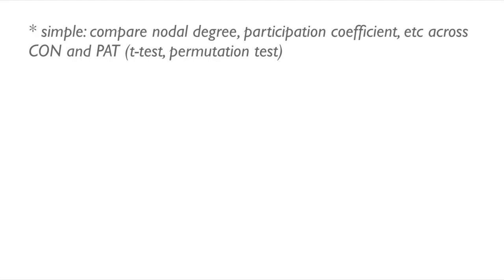Well, the simple way, of course, would be to just compare nodal degree or nodal participation coefficient or nodal centrality score, and then per node do, for example, a t-test or a permutation test between our controls and patients.